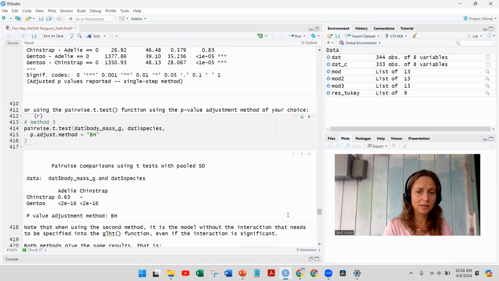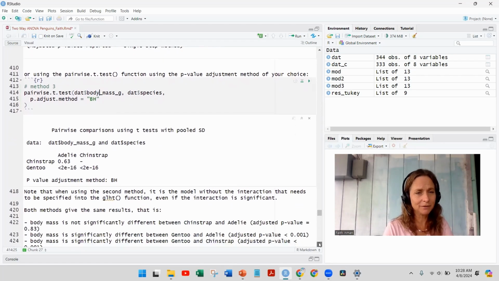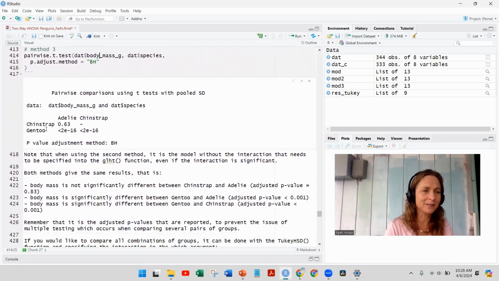Run that chunk and you see we get a sort of different way of looking at it. I don't really like this one as much. It's more like a crosswise table, but comparing Adelie with Chinstrap, our p-value is greater than 0.05. So you're like, okay, there's no difference between those two. But when you compare Gen 2 and Adelie and Chinstrap, you see there's a difference. This just gives you your p-value.